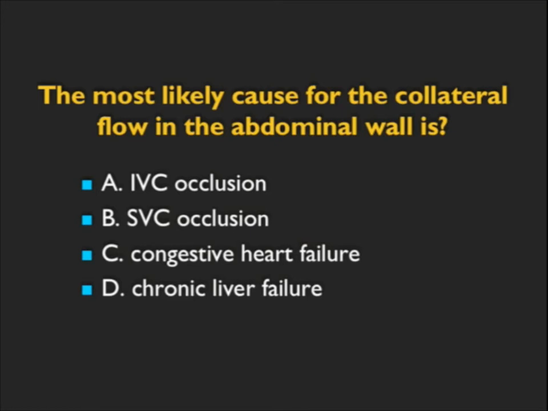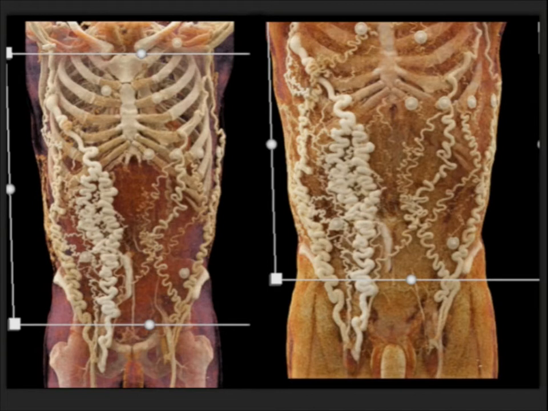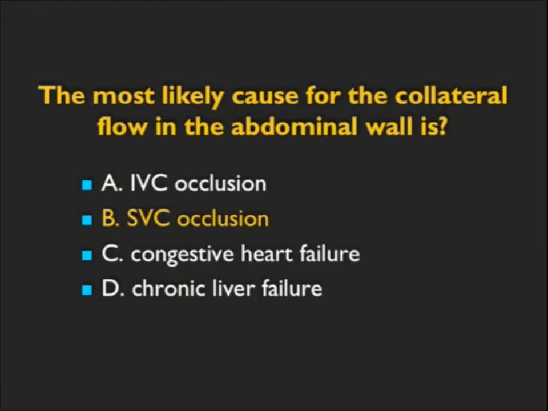The most likely cause for collateral flow in the abdominal wall is, wow, look at those varices, particularly on the right side, because the patient had a right-sided injection. Incredibly impressive varices. Now, they go all the way up to the axilla, so it's not going to be IVC occlusion. It's not a pattern of congestive failure or chronic liver disease. When you see varices like this, it means something obstructed, usually the SVC, and it's a beautiful example of collaterals. I also like it on the cinematic, how nicely you can get that 3D feel of those collateral vessels.